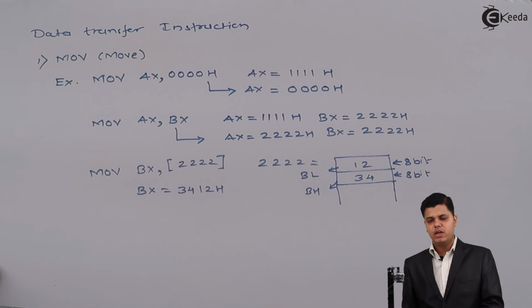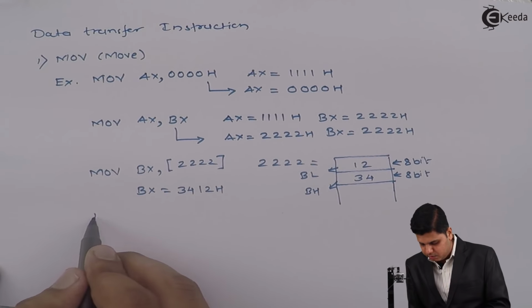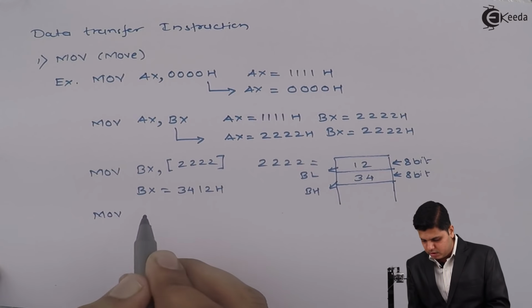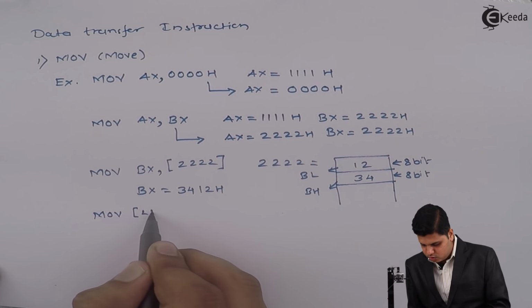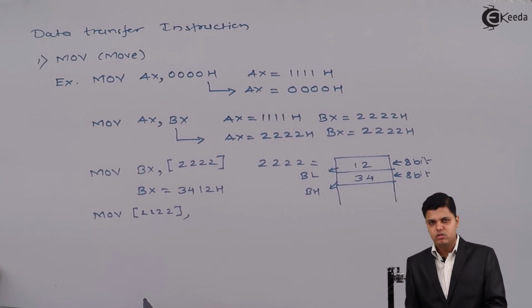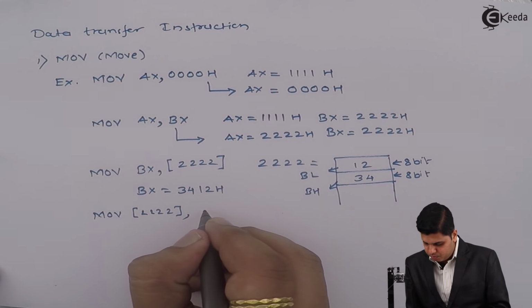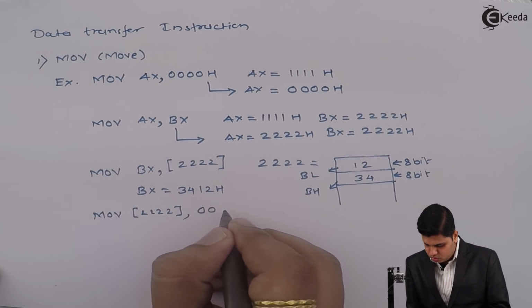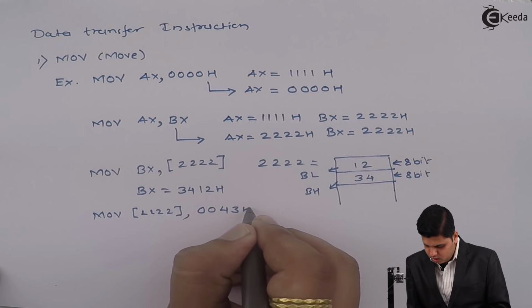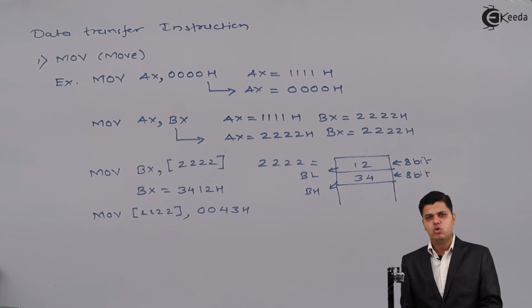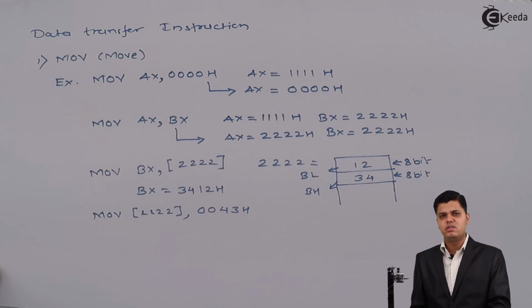Now similarly we can have the destination also as a memory and the source can be a register. So I will write the remaining example. So first example I will write it as 2222H. So this is a memory location where I am forwarding the value 0043H. So here the source is immediate value and destination is memory.